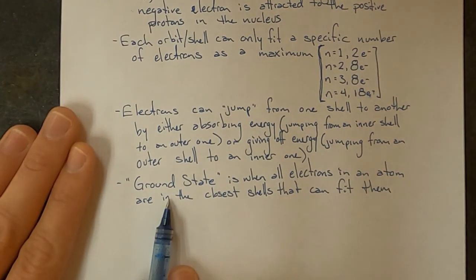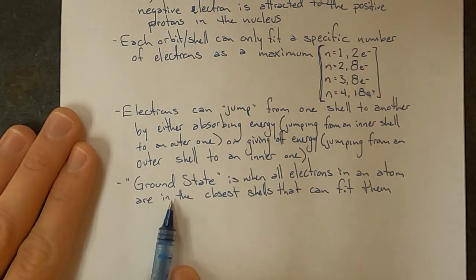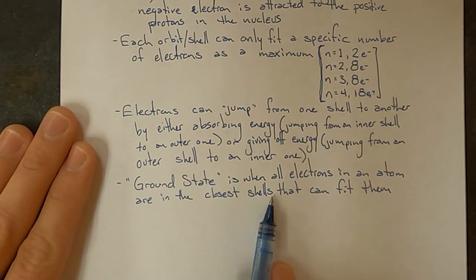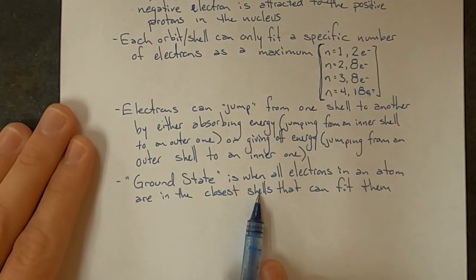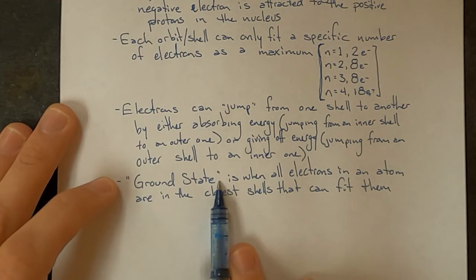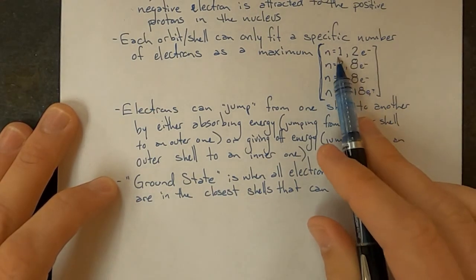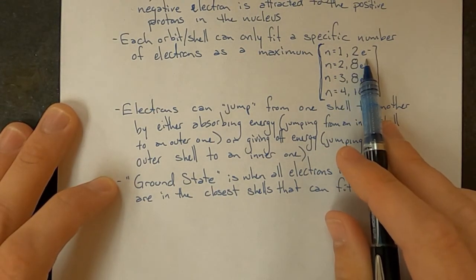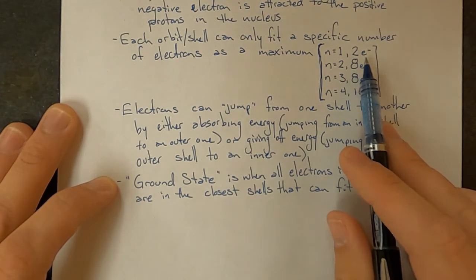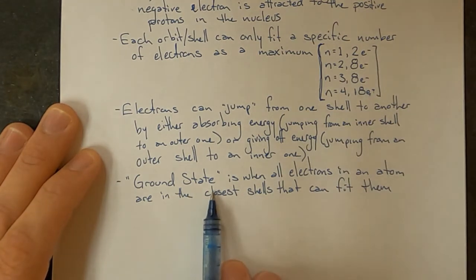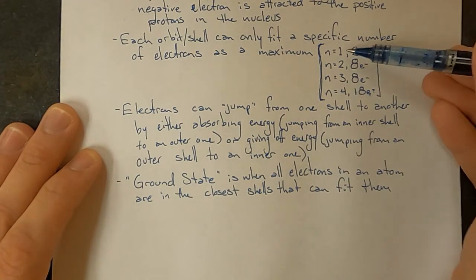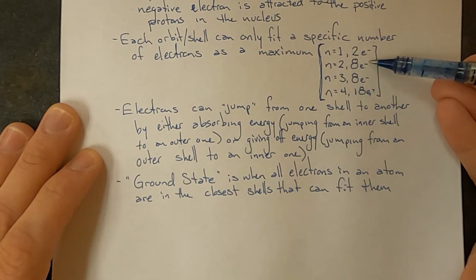Ground state is when all of the electrons in an atom are packed as close to the nucleus as they can be, following the shell filling rules. So for instance, if an atom has only two electrons, its ground state would be when those two electrons were in the first energy level, the first shell, because they can both fit there. If something had six electrons, its ground state would have two electrons at the first shell, and the remaining electrons, because they could all fit in the second shell, would be there.